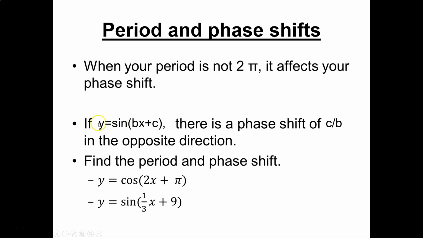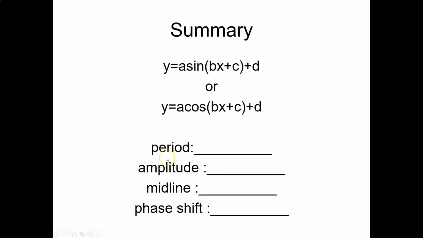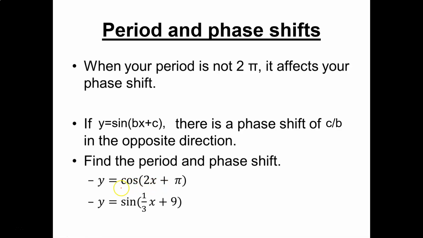So if y equals sine of bx plus c, there is a phase shift of c over b in the opposite direction. So if I have cosine of 2x plus pi, then first let's do the period for this. For the period, we're going to do 2 pi divided by that number in front of our x, which is going to be 2. So we would get a period of just pi.